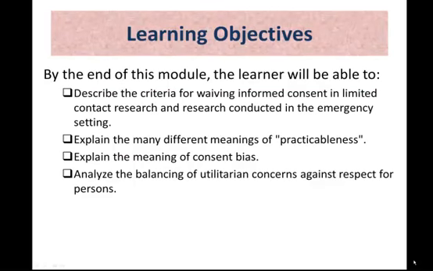By the end of this module, the learner will be able to describe the criteria for waiving informed consent in limited contact research and also for research that is conducted in the emergency setting, explain the many different meanings of the term practicableness, explain the meaning of consent bias, and analyze the balancing of utilitarian concerns against respect for persons.